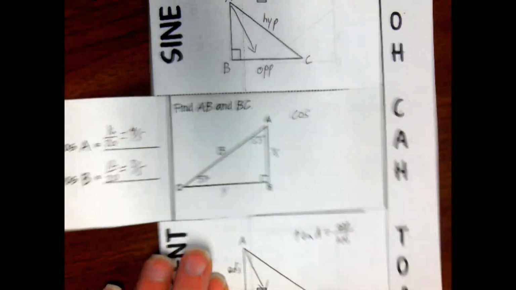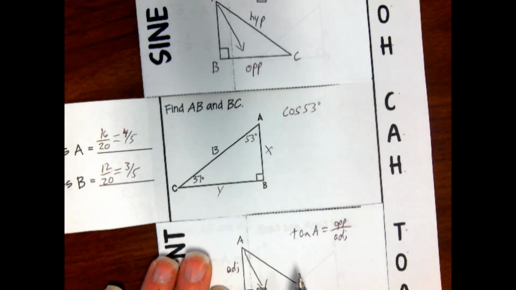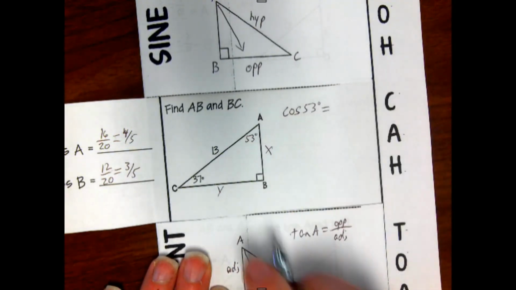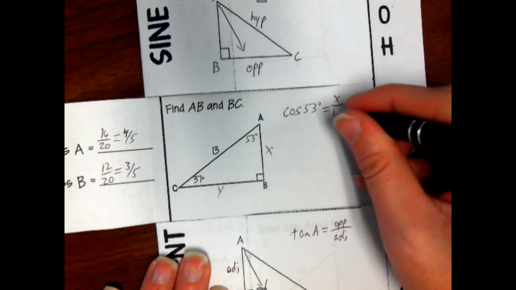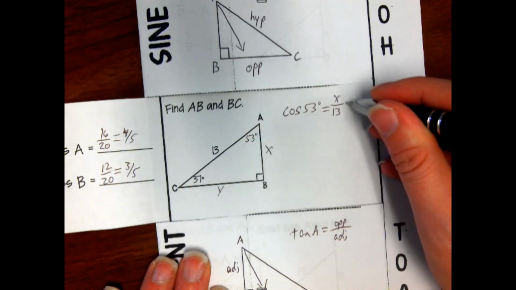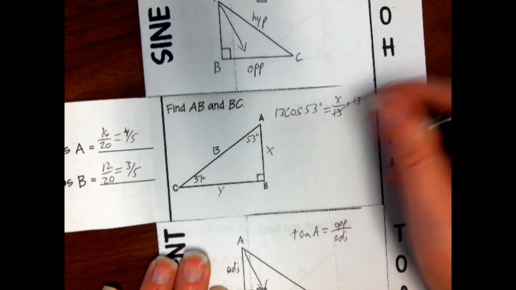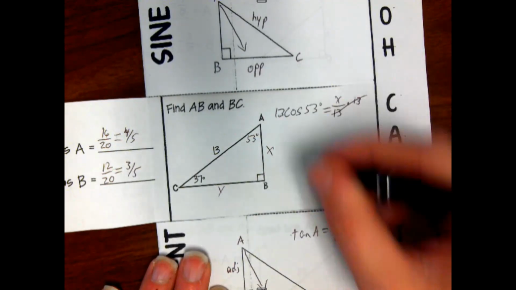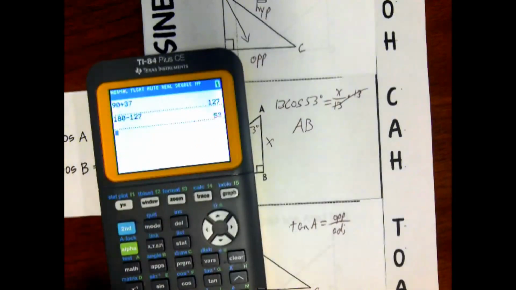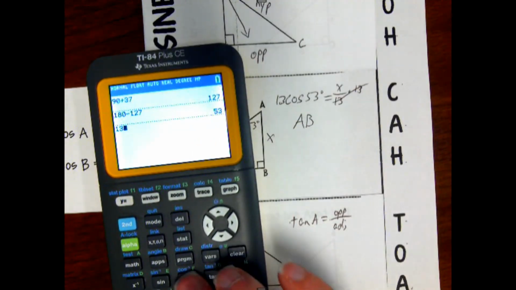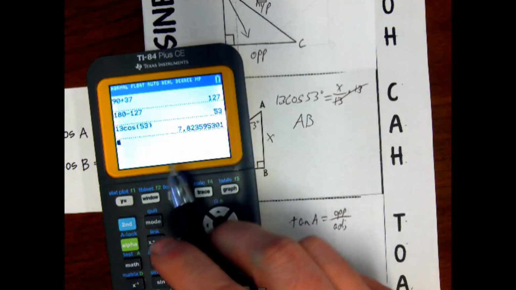So the cosine of that 53 degrees is equal to the length of the adjacent side, which is x, over the hypotenuse, which is 13. And since I'm dividing by 13, I'm going to multiply by 13 to get rid of it on both sides. And so AB is going to be 13 times the cosine of 53. 13 cosine 53. So that's 7.82.